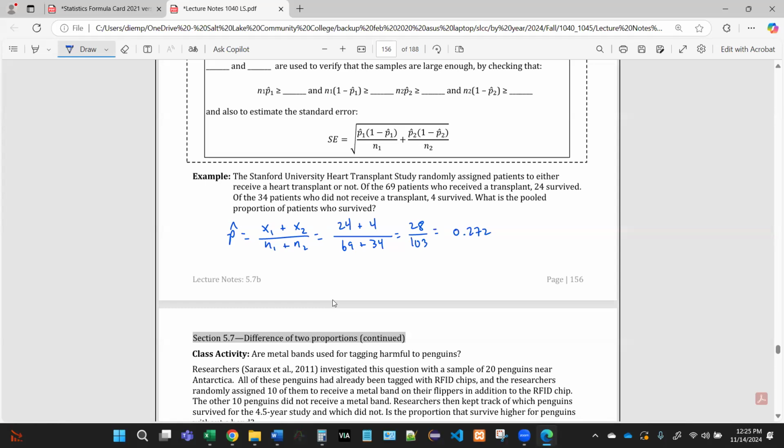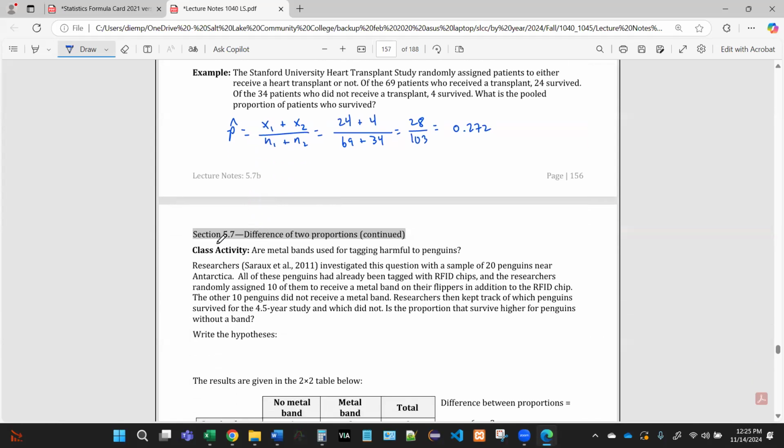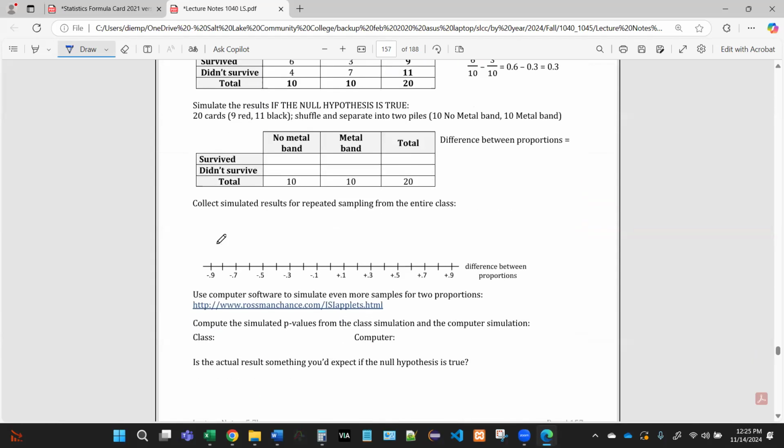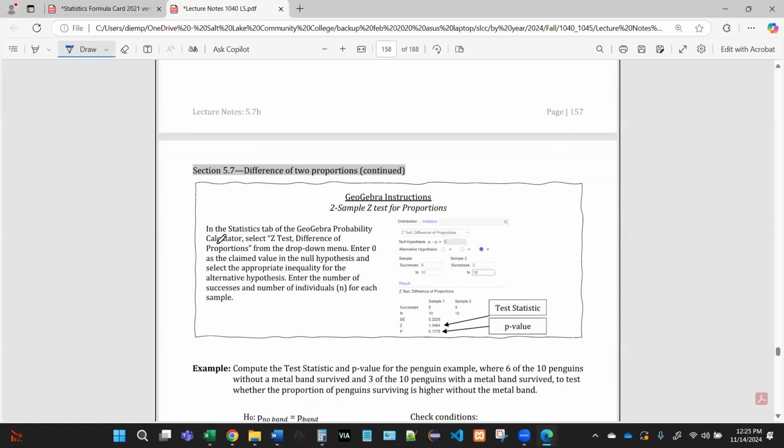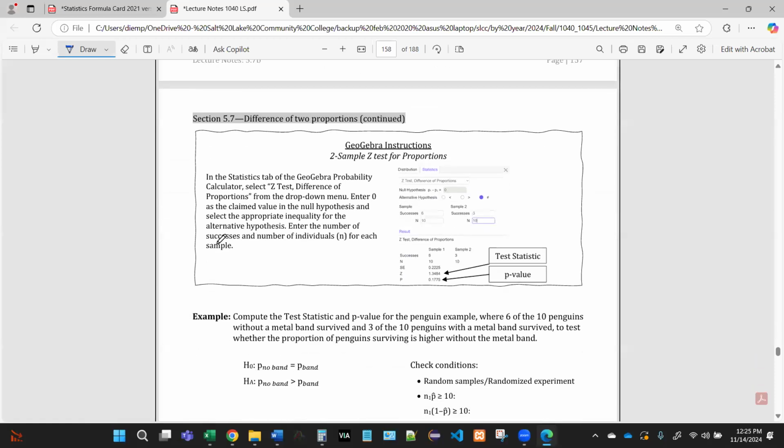Okay, so I just wanted to have one problem in here where we practice with pooled proportion, and then we can actually use it in our first hypothesis test over here. Okay, so I want to skip this class activity for now, come back to it later, and I want to jump right into a hypothesis test.